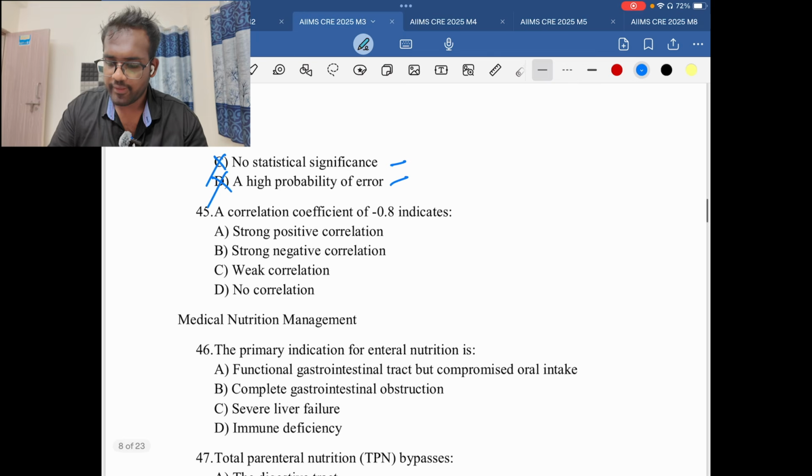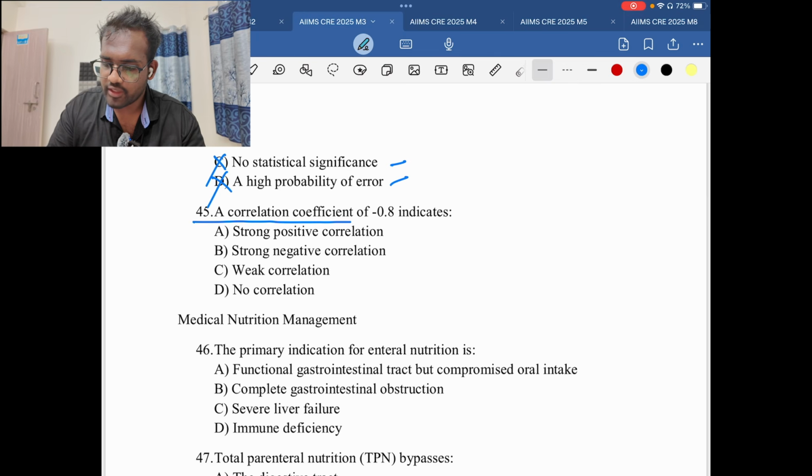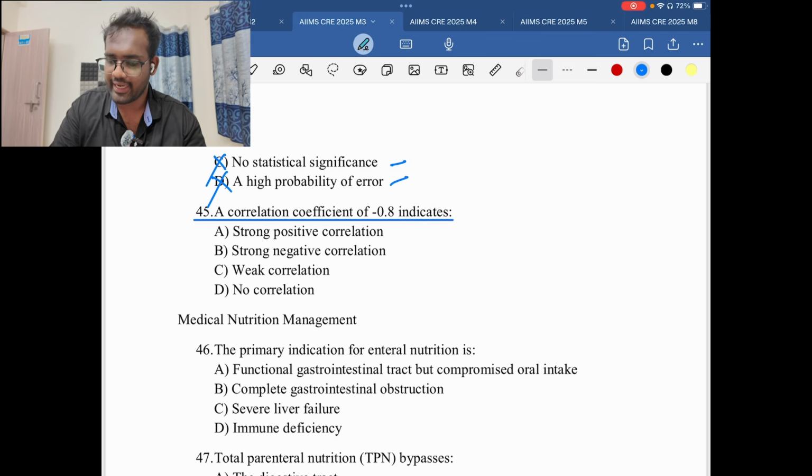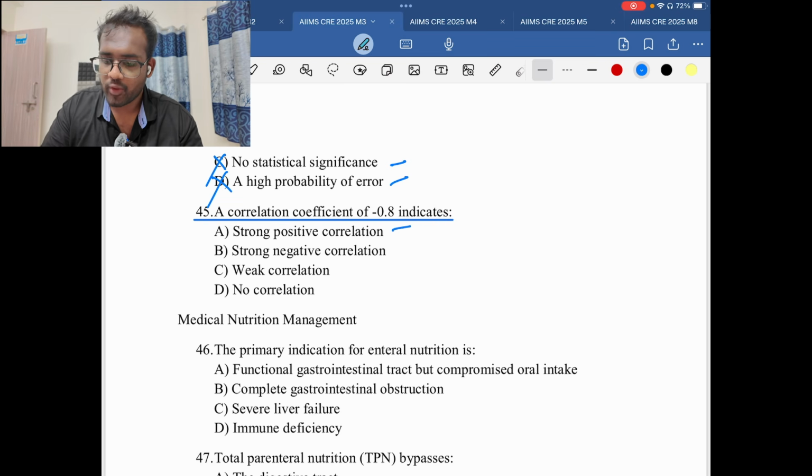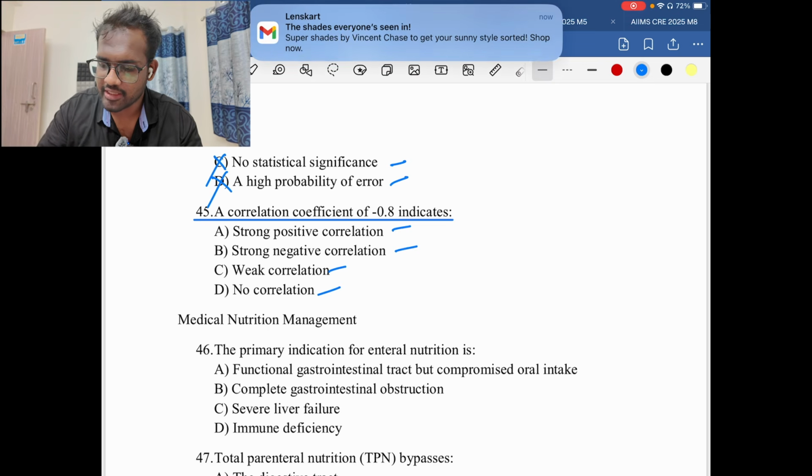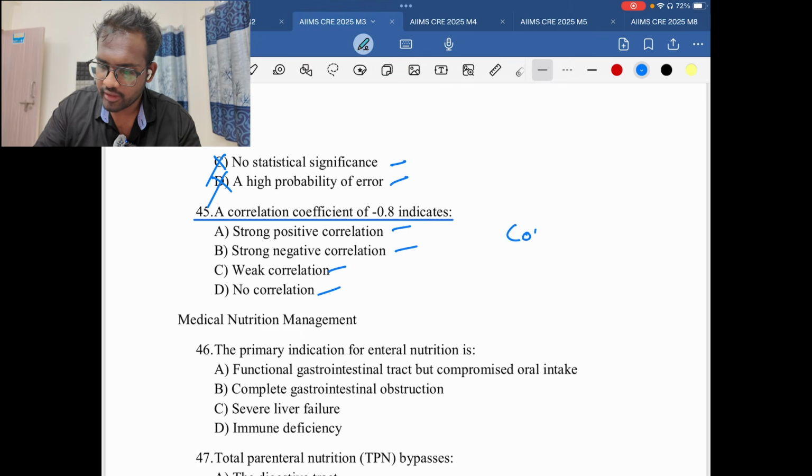Question number 45. A correlation coefficient of minus 0.8 indicates: strong positive correlation, strong negative correlation, weak correlation, or no correlation. So always remember this. I've clearly explained it in my RRB marathon series, but here also I will clearly explain it to you guys.